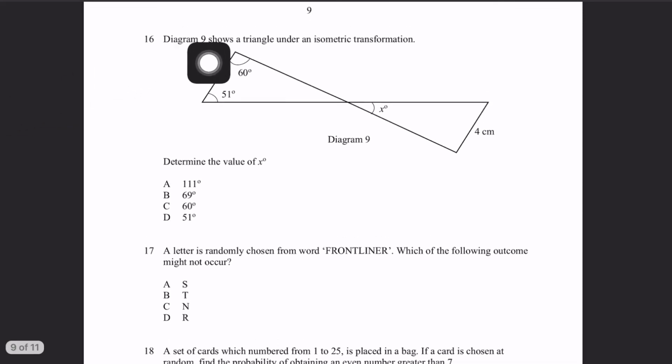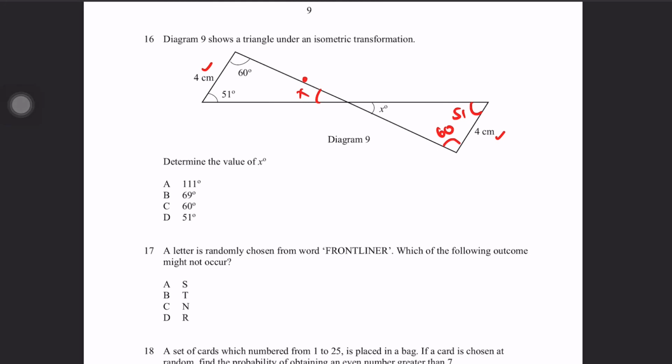Okay, diagram 9 shows the triangle under an isometric transformation. Determine the value of X. Okay, macam ni kan. Okay, so dia lebih kurang sama lagi. Ini 4, ini 4. Ini 60, so sini pun 60. Sini 51, sini pun 51. So X ni samalah. Okay, dia apa nama angle ni? Opposite angle kan. Okay, dia bertentang.